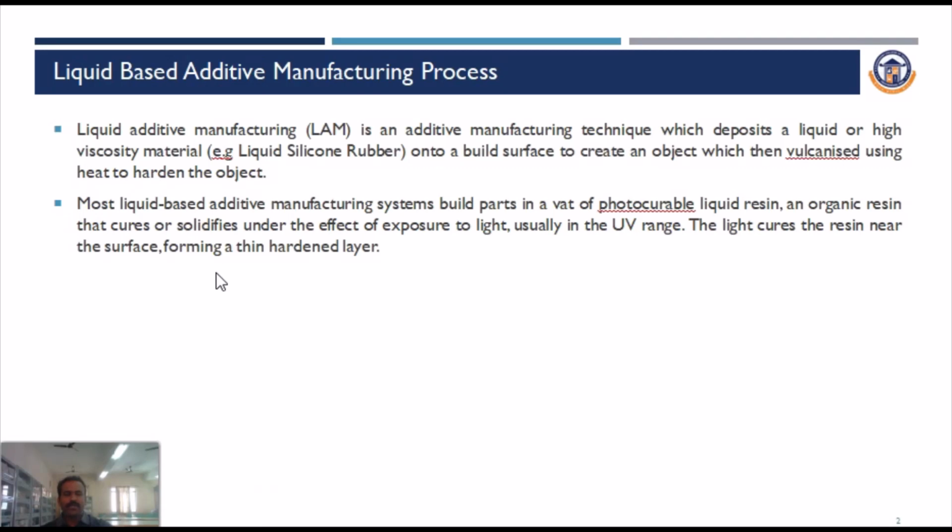Most liquid-based additive manufacturing systems build the parts in a vat of photocurable liquid resin, an organic resin that cures or solidifies under exposure to light, usually in the UV range. The light cures the resin near the surface, forming a thin hardened layer.